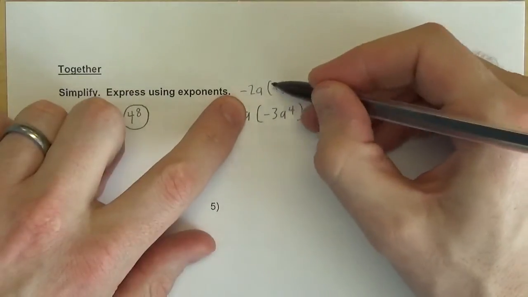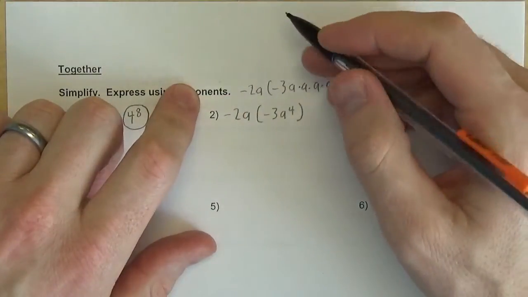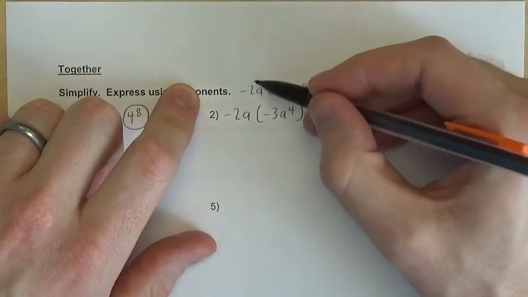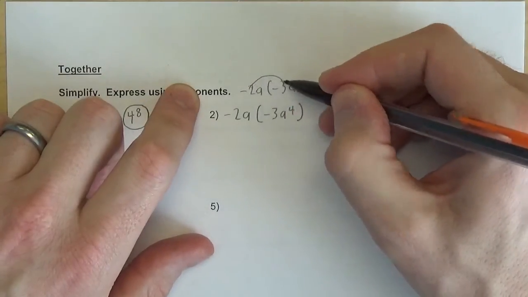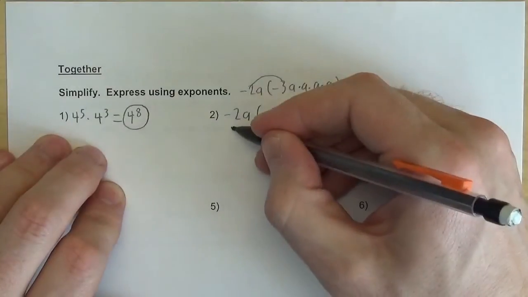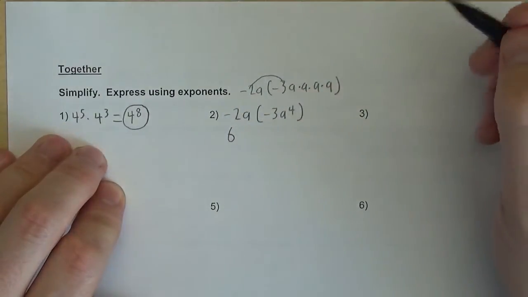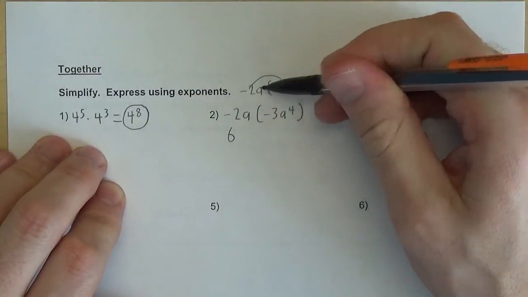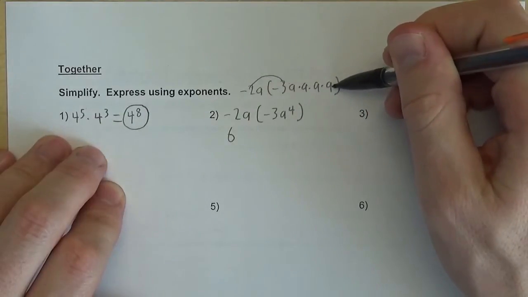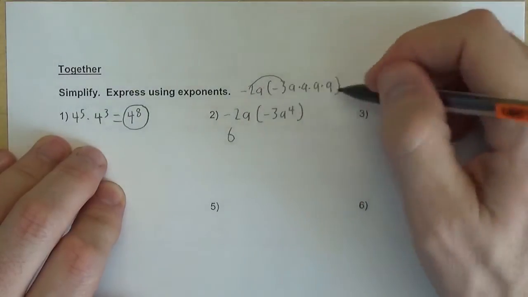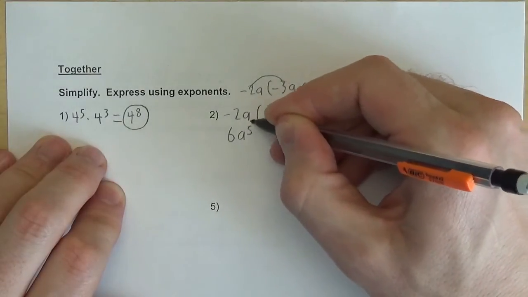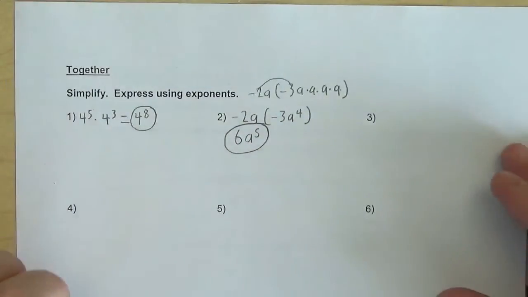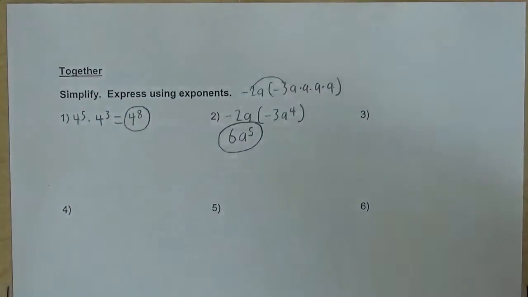So the two regular numbers here, it's just multiplication. They're not powers, they don't have exponents or anything, so we just multiply them like normal. -2 times -3 is +6. And then we have a being multiplied times a times a times a times a. So altogether we have 5 a's being multiplied altogether, so a to the 5th power. Okay, so if they're just regular numbers, we just multiply or divide like normal.